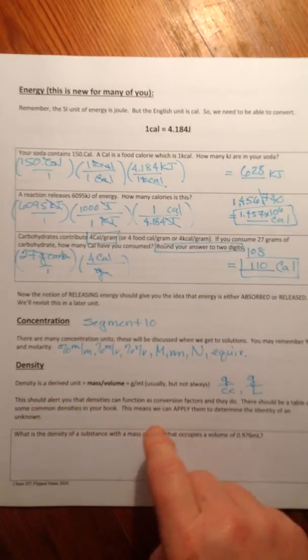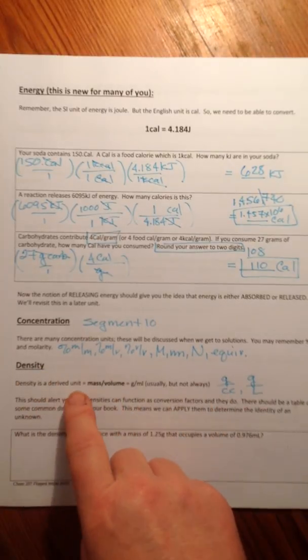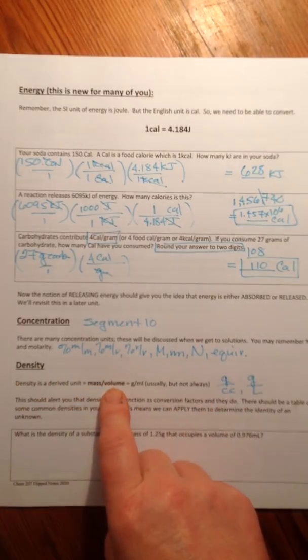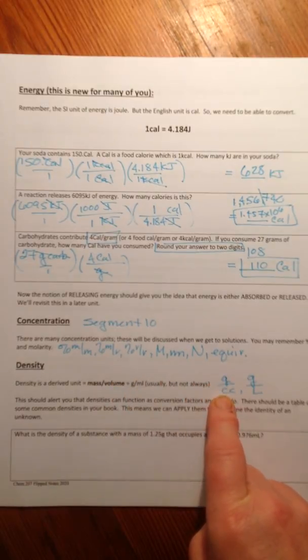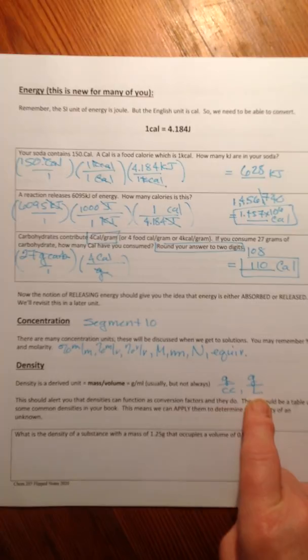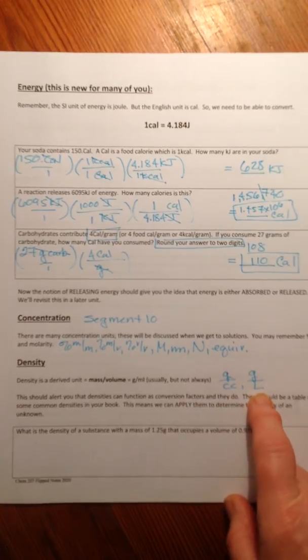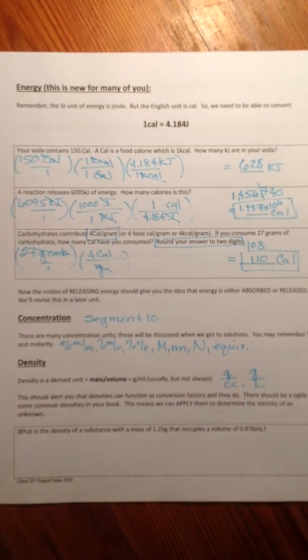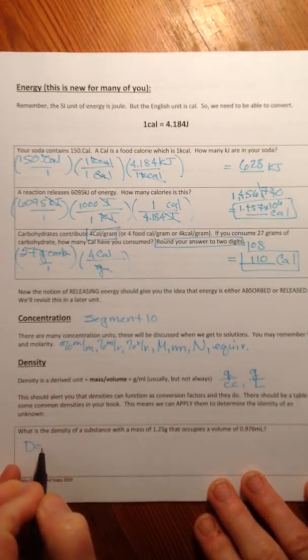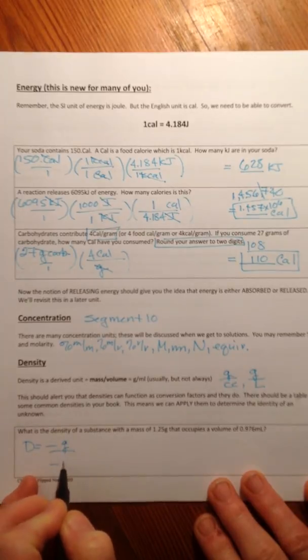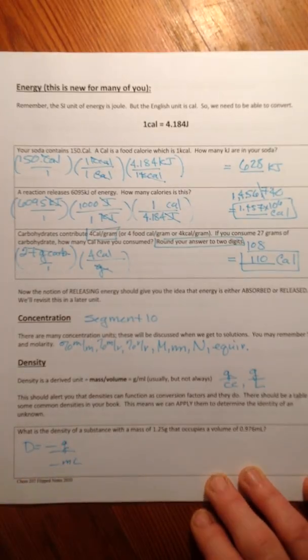Density is no different. It is a derived unit, mass per volume. So we have grams per milliliter, grams per cc, cubic centimeter, grams per liter, and that should alert you that you can use density as a conversion factor. Sometimes you have to figure out what the density is, such as this problem here. Density is grams per milliliter or some volume unit.